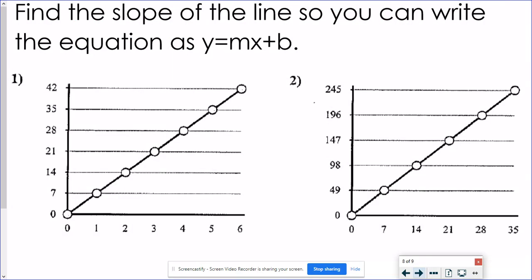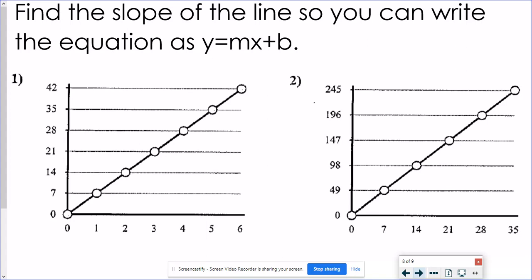The other side of your worksheet gives you problems that are all proportional. Every single one of them on this side of the worksheet is proportional. So you don't have to answer if it's proportional or non-proportional. What I want to do is I want you to be able to find the slope so you can write the equation. I just wanted to practice that some more.